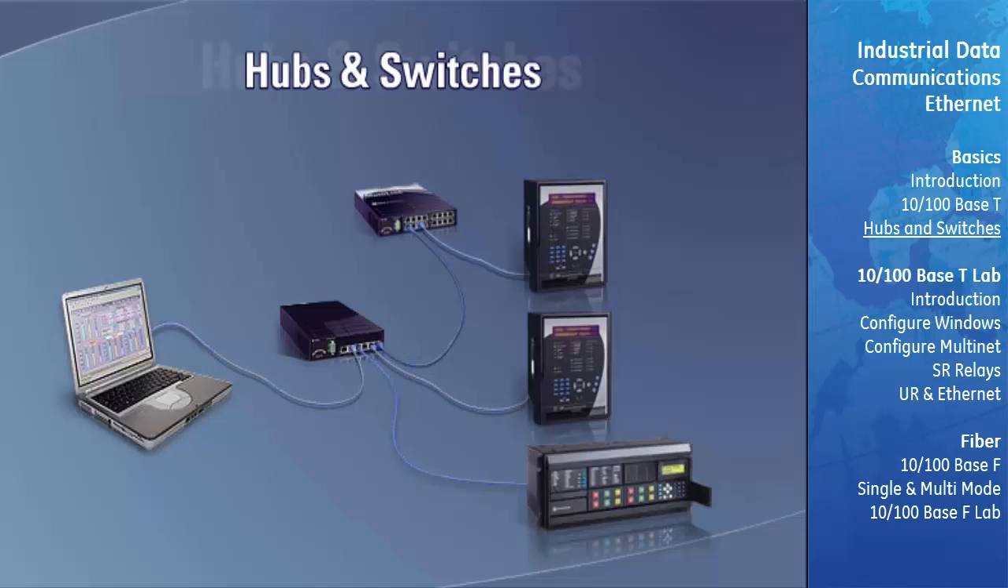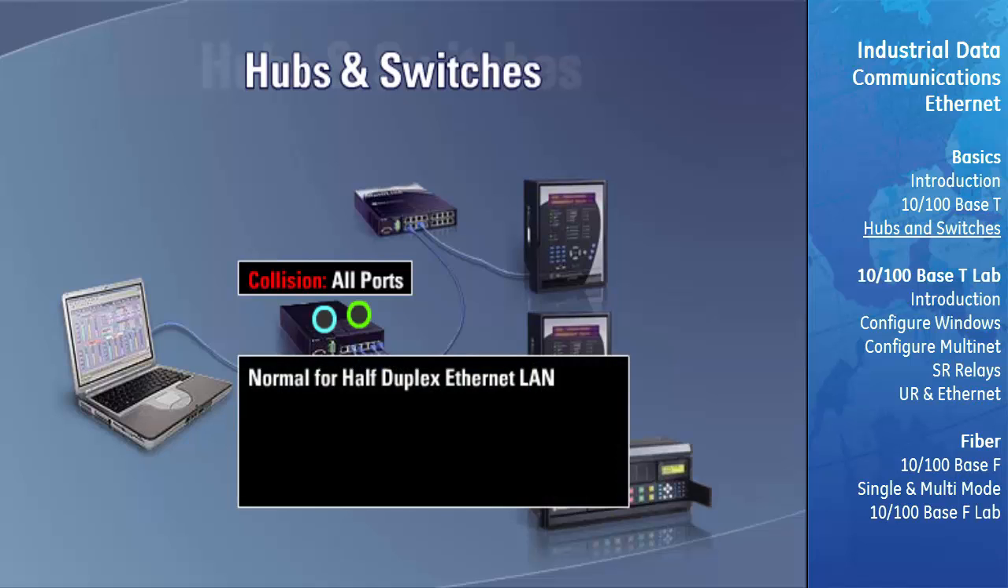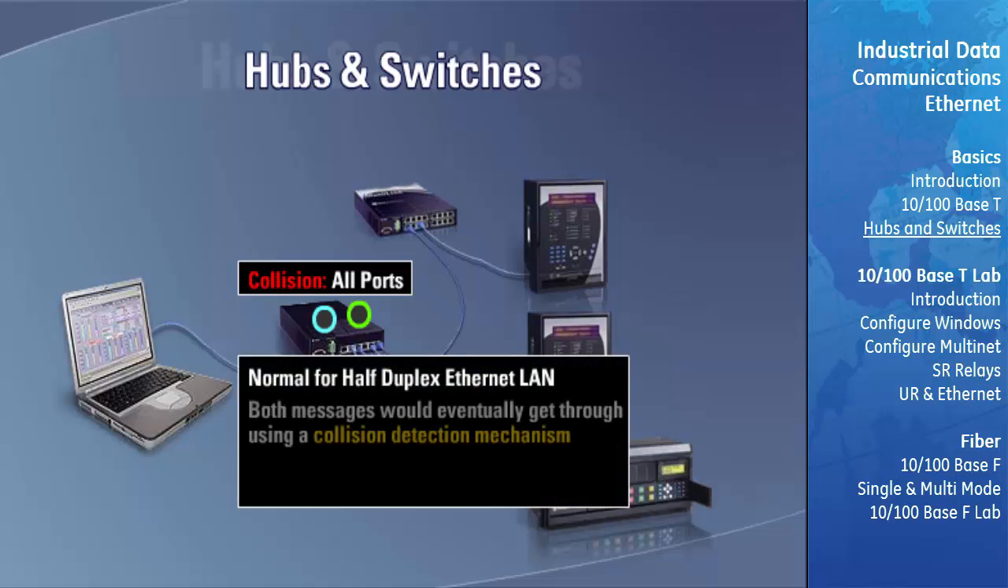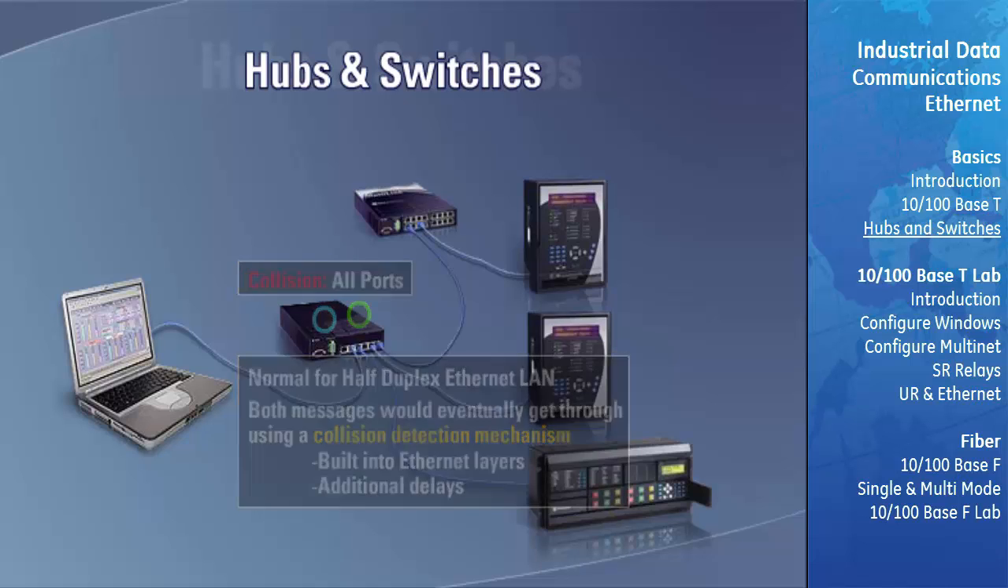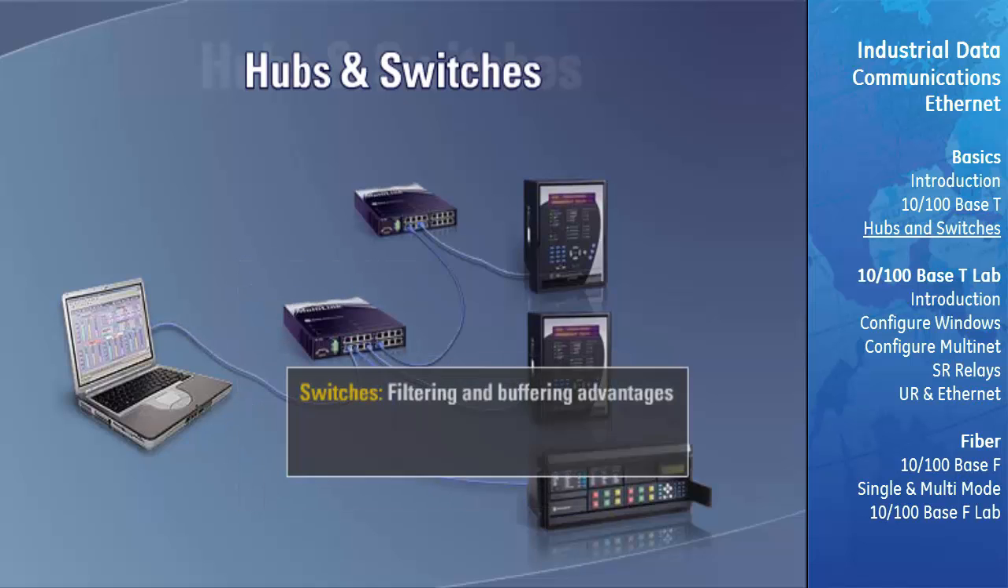If the switch were replaced with a hub, both messages would collide at all ports. This is normal for a half-duplex Ethernet LAN, and in such a case, both messages would eventually get through all ports using a collision detection mechanism, which is built into the Ethernet layers, but there would be additional delays. In recent years, the filtering and buffering advantages of switches have increased their demand, reducing manufacturing costs to be comparable to that of hubs, and as a result, many vendors are no longer offering hubs.